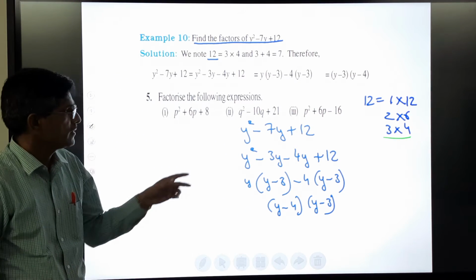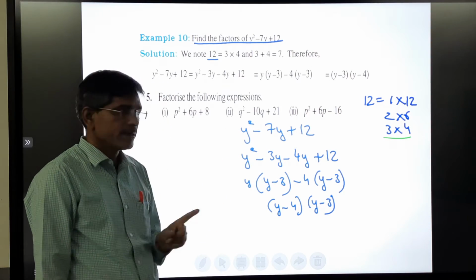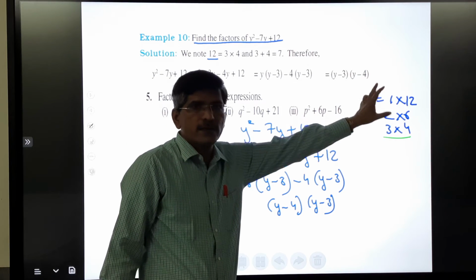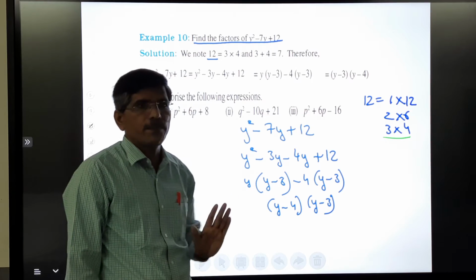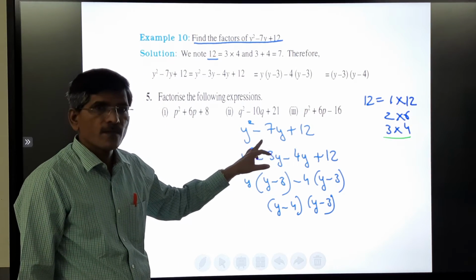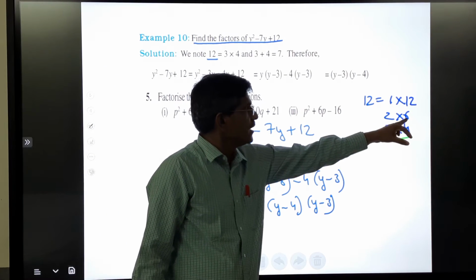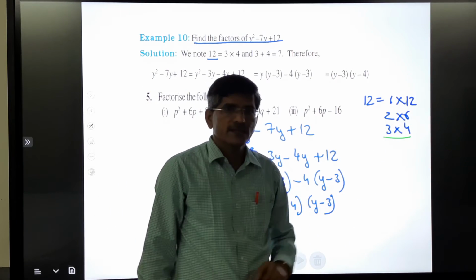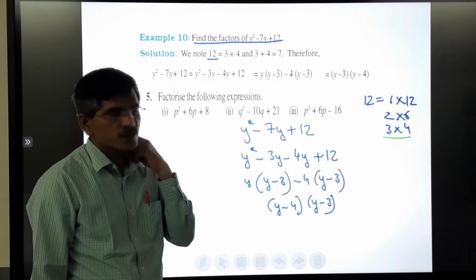So the question is given in 3 terms, that is y square minus 7y plus 12. We have to make the factors of 12, that is basket factors. Out of 3 pairs we have to select any one pair. Which pair we have to select? That depends on the middle term. The middle term is minus 7. So if you see, 6 plus 2 is 8, not possible. 12 into 1 is 13, not possible. 3 into 4 is 7, so that is possible.